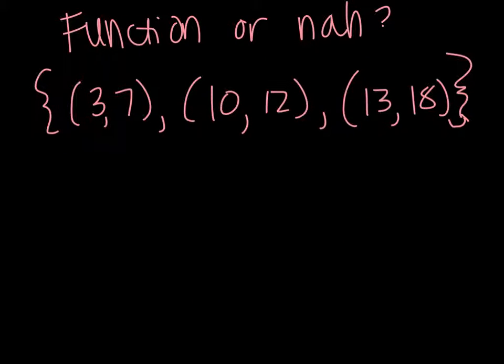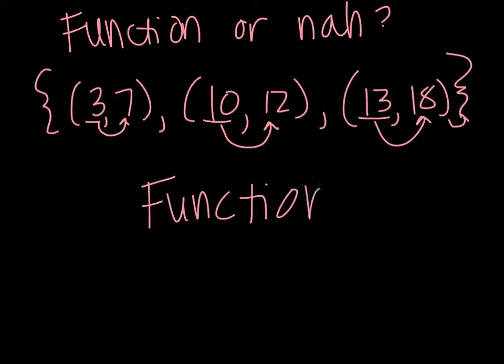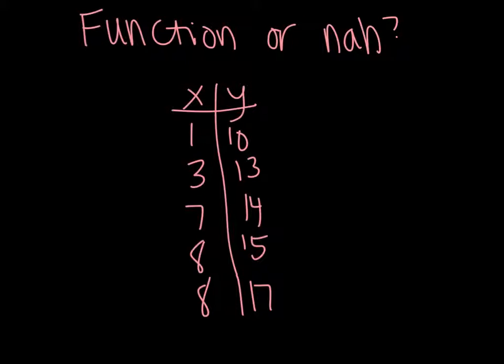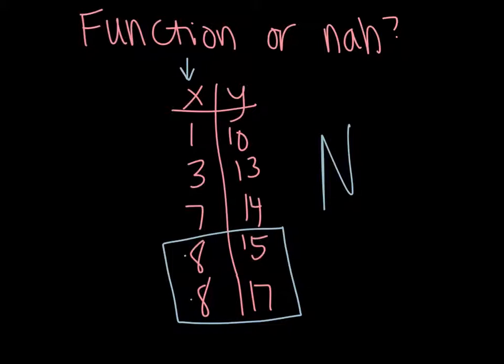Okay, so this is a relation. It's a group of x and y values that are related to each other. So 3 is related to 7, 10 is related to 12, 13 is related to 8, and as you notice, none of our inputs are repeated, so this is a function. So I look at my table and I check out my input column, which is again synonymous with x, and in my input column I find a big no-no. 8 is dating 15, and 8 is dating 17, which is not allowed, so this is not a function.